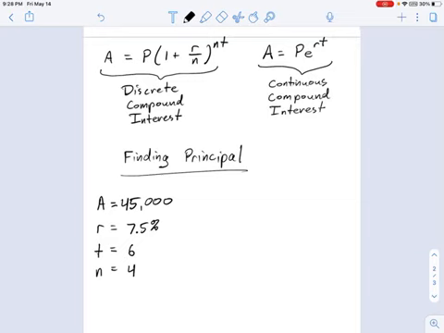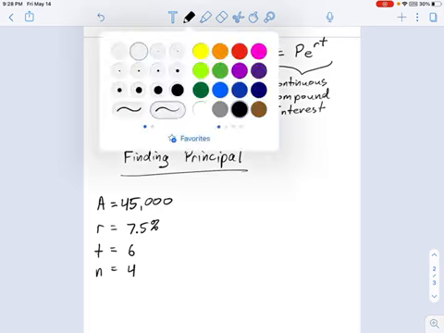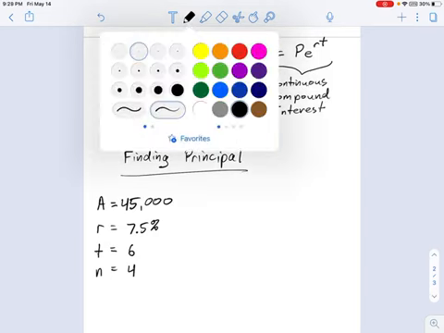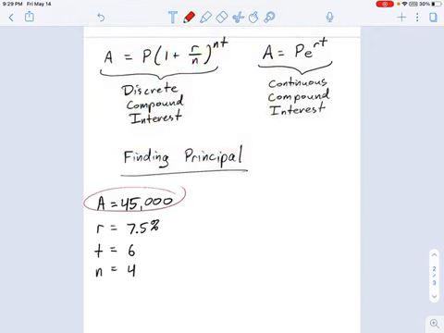In this example, we're going to use the formulas of discrete compound interest and continuous compound interest again, and this time we'll be looking for the principal. So this might be an example where, let's say you are planning on getting a nursing degree, and you know it's going to take a certain amount of money to do that. Let's say it's $45,000 to get your nursing degree.